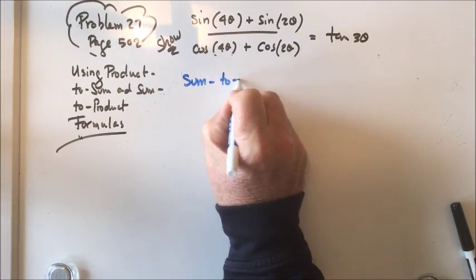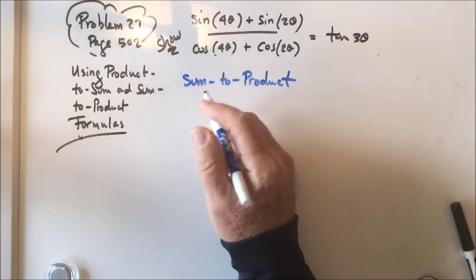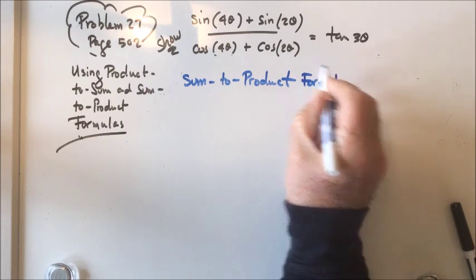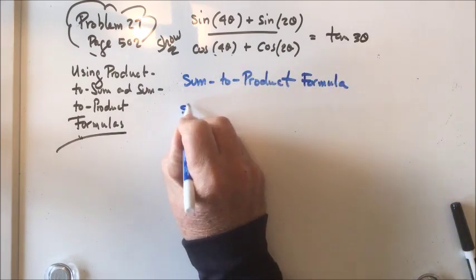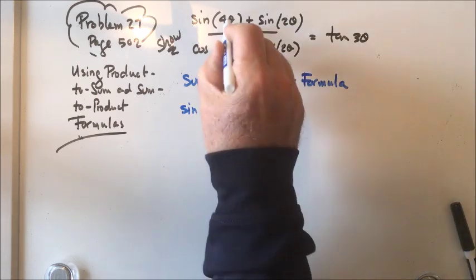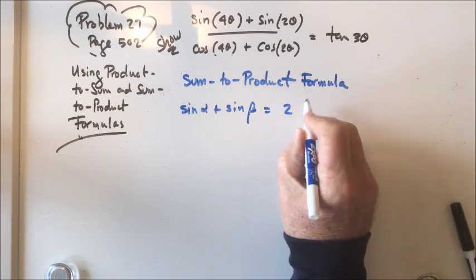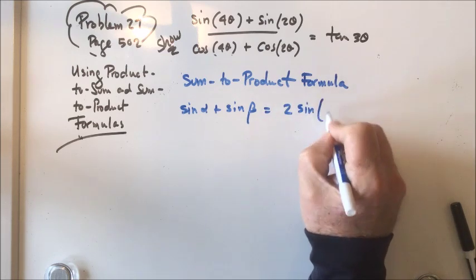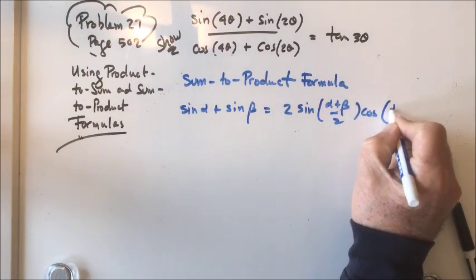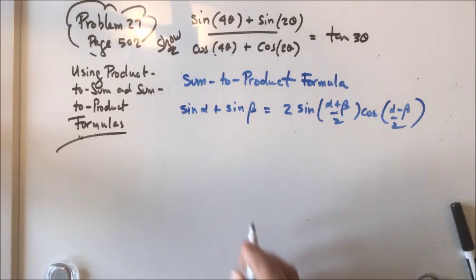Sum to product. This is definitely a case of looking on a cheat sheet rather than trying to derive these things. The two formulas that I'm looking for are: sine alpha plus sine beta, because I've got a sine alpha and a sine beta right there, equals 2 sine of (alpha plus beta) over 2 times cosine of (alpha minus beta) over 2. Is that right? Yes, it is.